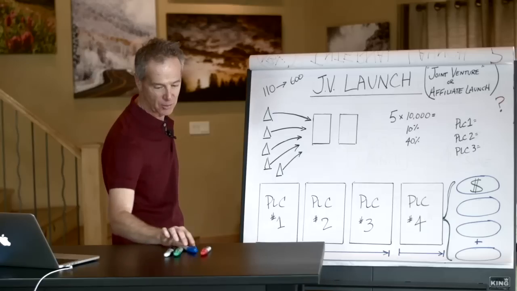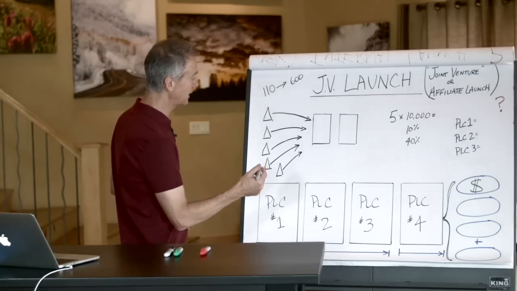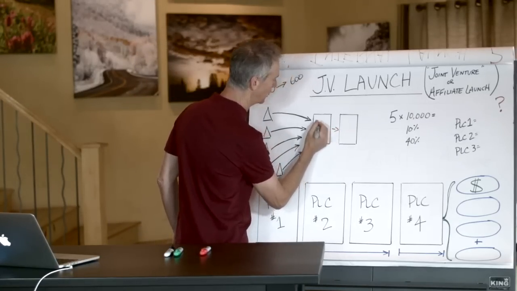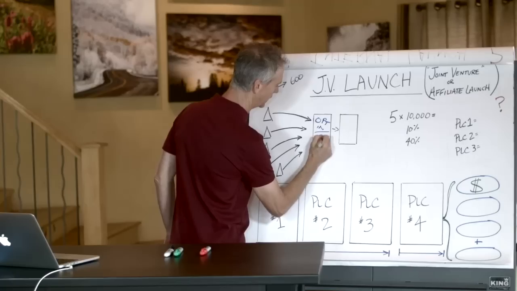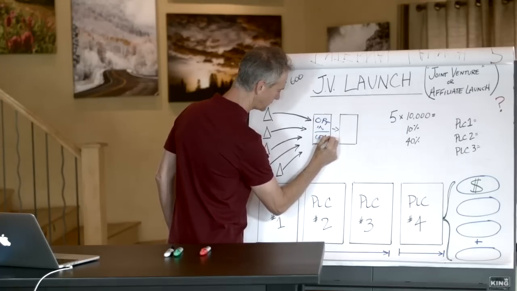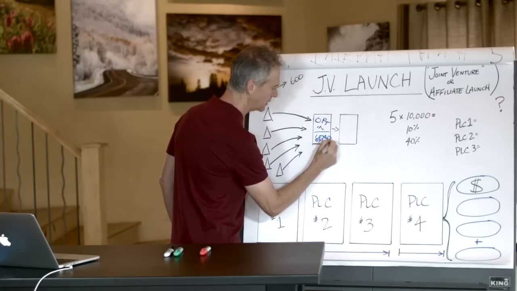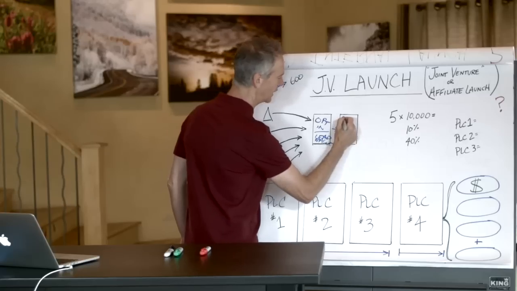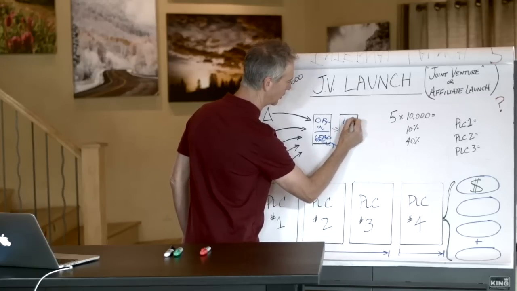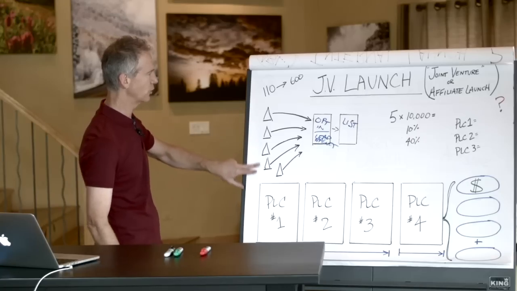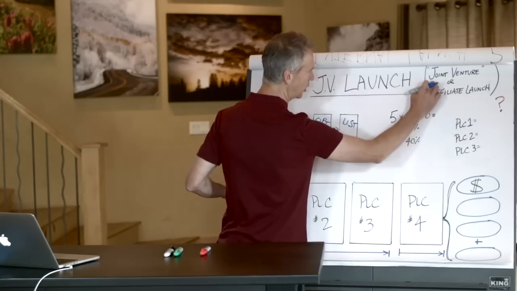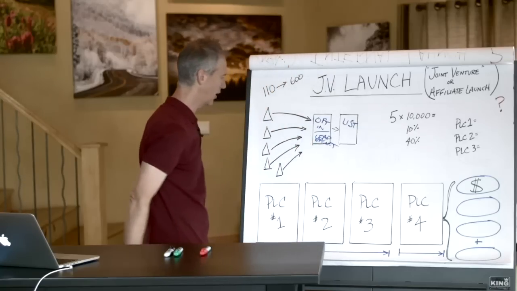Okay, so we've already been through this piece before, right? You guys know what this is, right? It's the opt-in with the lead magnet. You see how these pieces all fit together? And then there's your list. Okay, so now the difference here is you have affiliate partners or joint venture partners. So this is an affiliate launch or a joint venture launch.